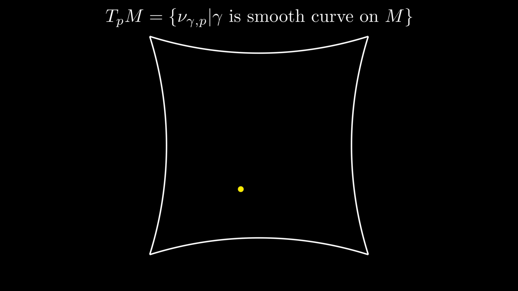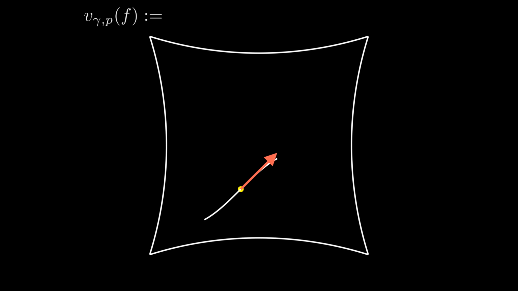Let us pick a point P on the manifold and draw different curves. We can then draw the tangent vector at P for each of these curves. All of those tangent vectors belong to the set TPM. The tangent vector nu gamma p of f is defined by its action on an arbitrary smooth function as equal to the derivative of f after gamma at some point lambda 0.